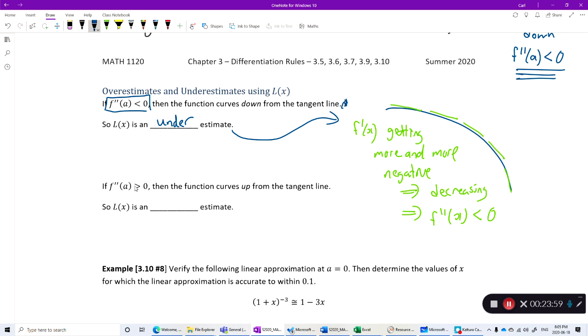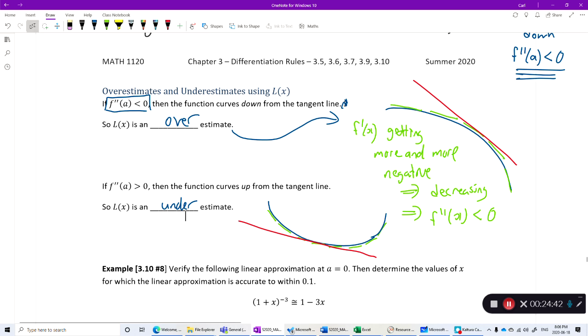If the second derivative is positive, then the function curves up from the tangent line. It's going like this. So the slope is getting steeper, right? Here it's negative, getting flat, getting positive. Now it's getting more positive. That's concave up. And in that case, the tangent line is underneath. So then L of x, oh, I said under here. That must have been very confusing. L of x is over in the concave down case, and here it's under. Sorry about that.